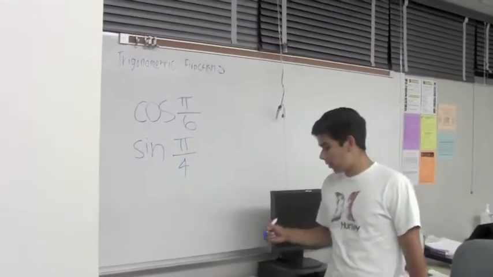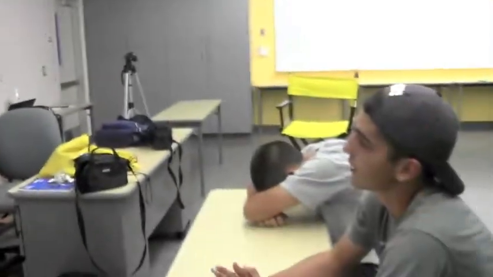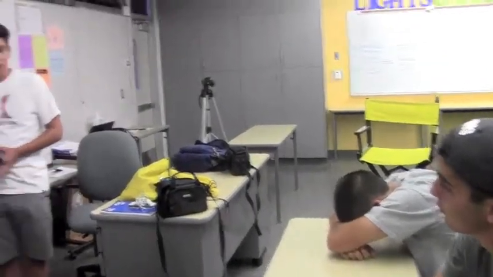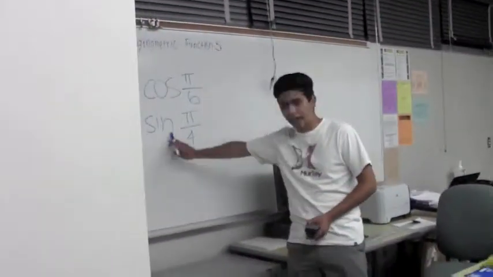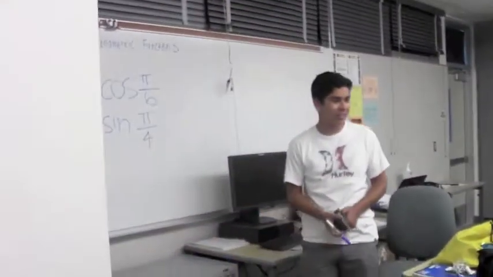Alright, guys, I'm going to see how much you know now. So, Manny, can you tell me what the cosine of pi over 6 is? Yeah, Mr. Lopez, that's root 3 over 2. Very good, very good. Alright, and Kaz, wake up. Can you tell me what the sine of pi over 4 is? Root 2 over 2. Very good, very good. Alright.